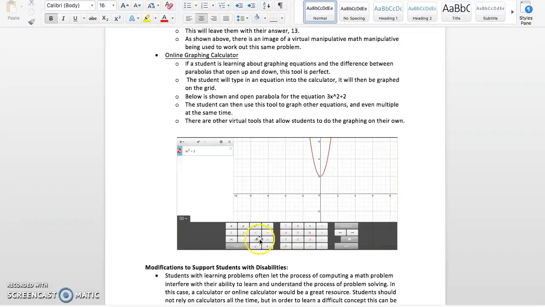But you can just type in an equation right here and it'll pop up over here, and then the computer will graph it for you, and you can put more than one equation over here and graph multiple things at the same time. And I thought this would be great if you're trying to show students the difference between the parabolas that open up and the difference between those that open down. So they could type in different equations and see how those are graphed and start to realize the similarities and differences between those equations.